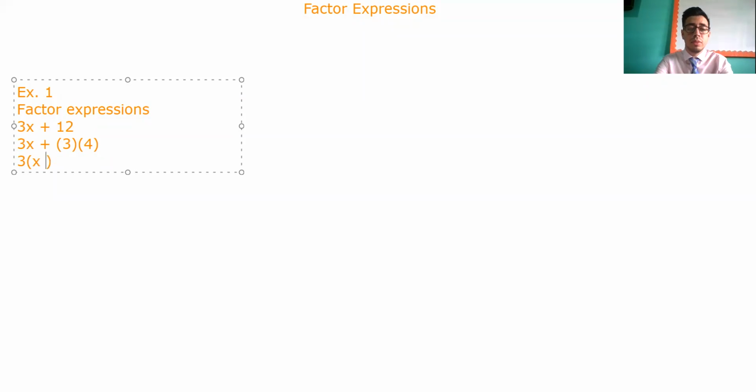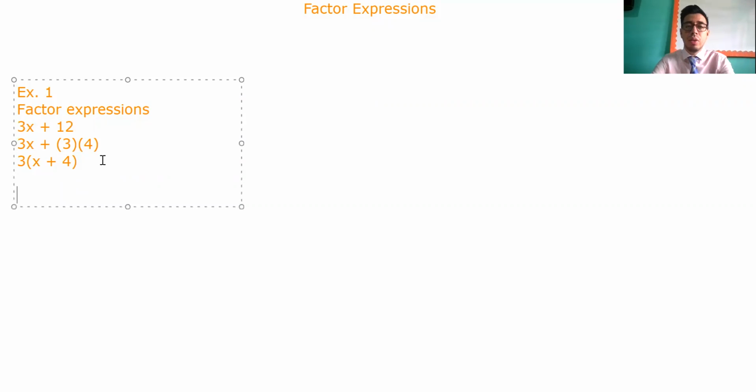Plus 4. You can see I take the number that is the same and I write it outside the parentheses. And this is the expression that we obtain when we factor this expression, because 3 times x is 3x and 3 times 4 is 12. So this is the factored form of this expression. The number 3 is the factor of this expression.